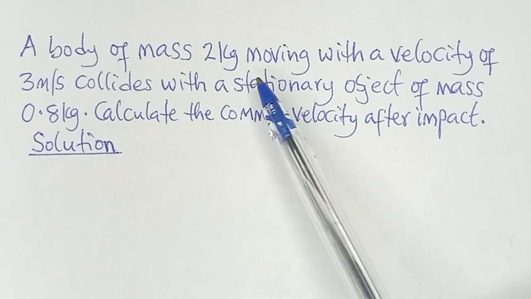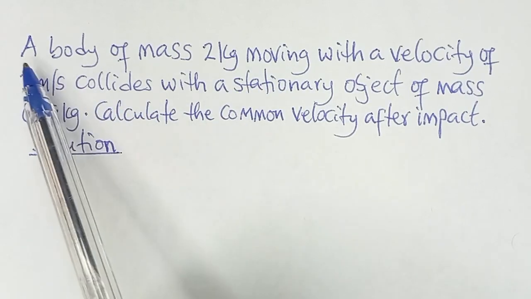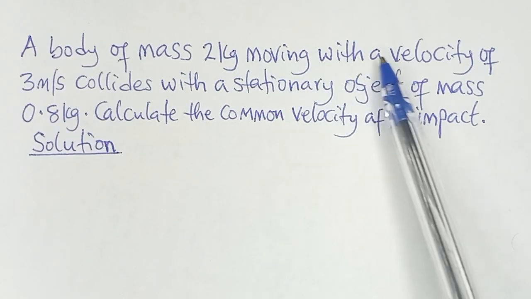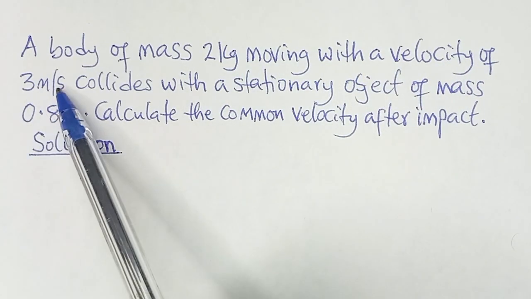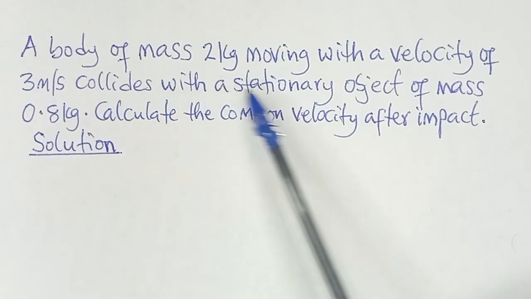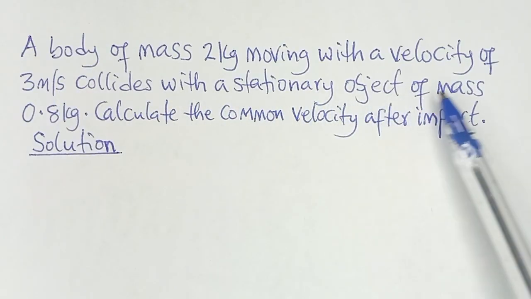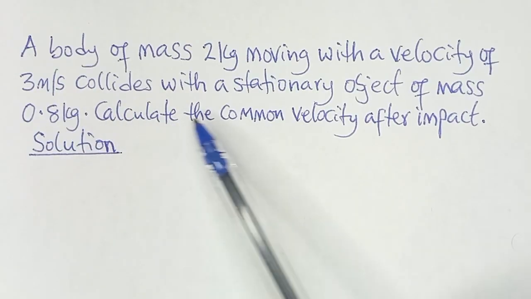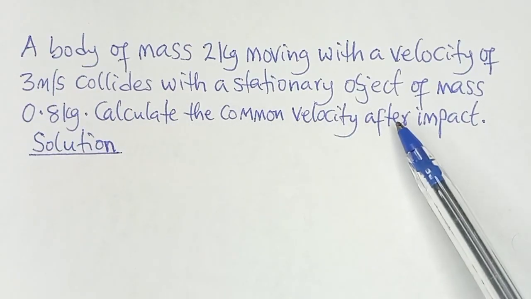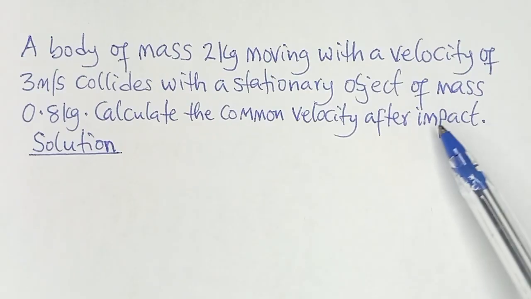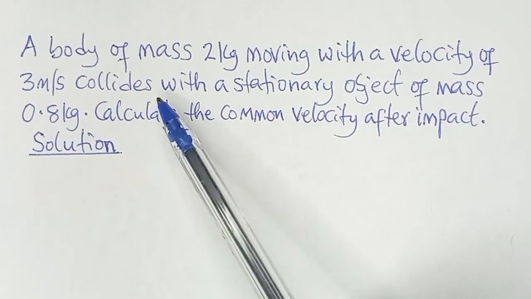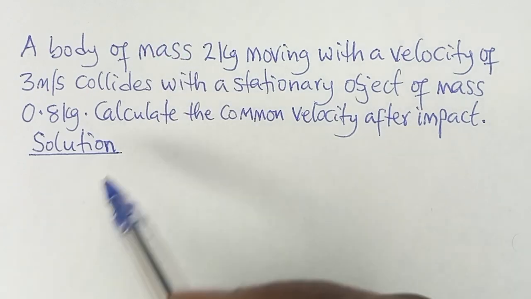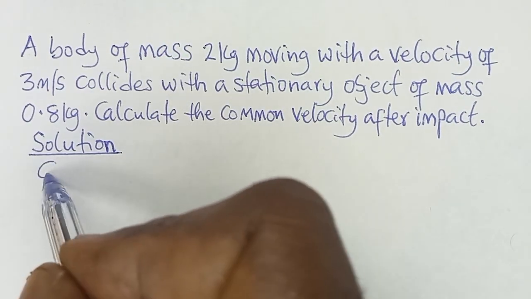Hello, you are welcome. The question says a body of mass 2 kg moving with a velocity of 3 meters per second collides with a stationary object of mass 0.8 kg. Calculate the common velocity after impact. So in this question, they move with a common velocity after the collision. Now let's start with what we are given in the question.